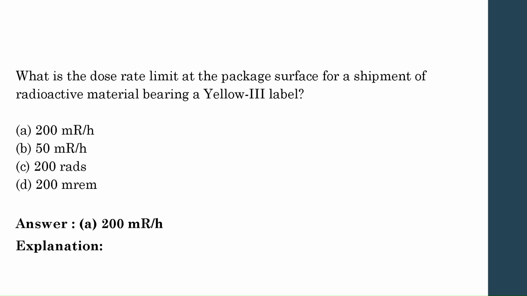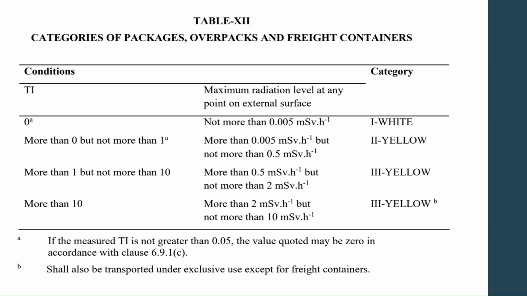So, what is the dose rate limit at the package surface for a shipment of radioactive material bearing a yellow 3 label? For yellow 3, the maximum dose rate limit is 200 milliroentgen per hour. As in the question it was dose rate, it should be milliroentgen per hour. So C and D were eliminated early on, and the answer would be between 250. You should remember this table. This table is very important.